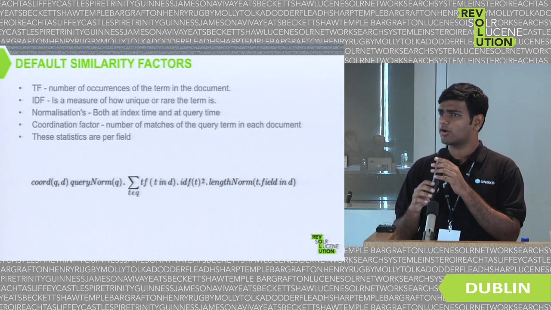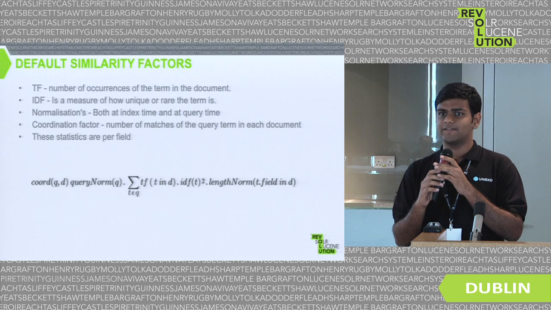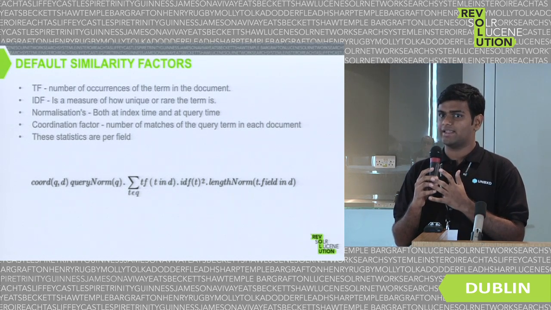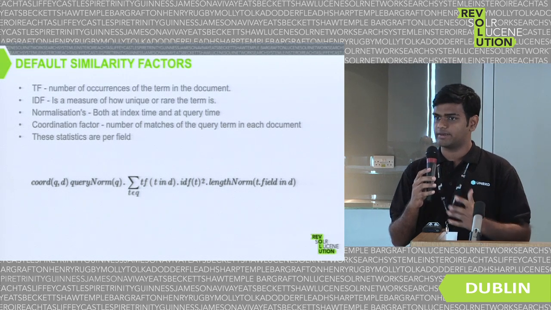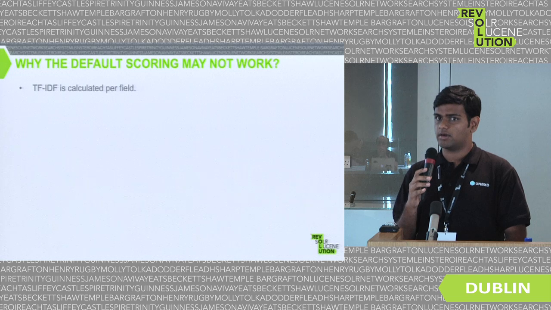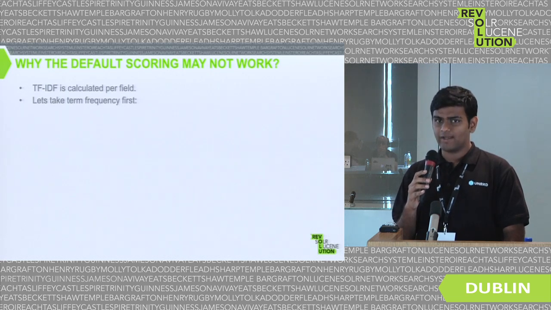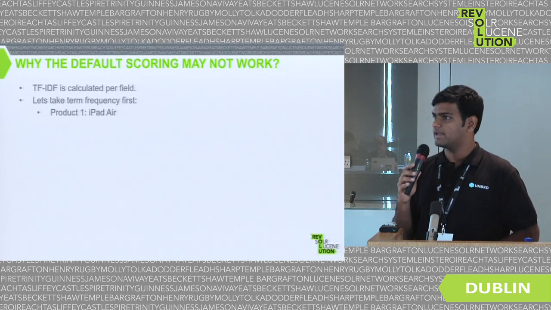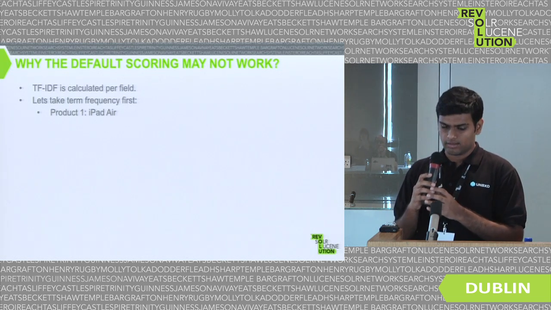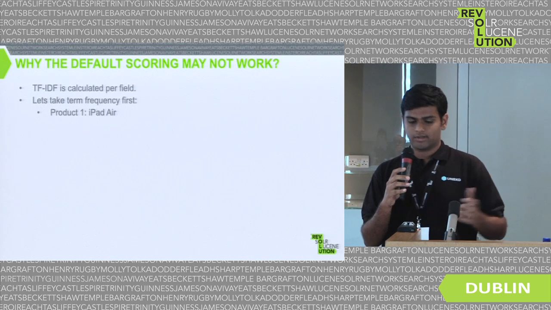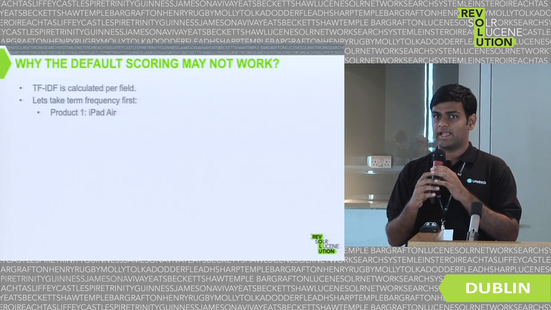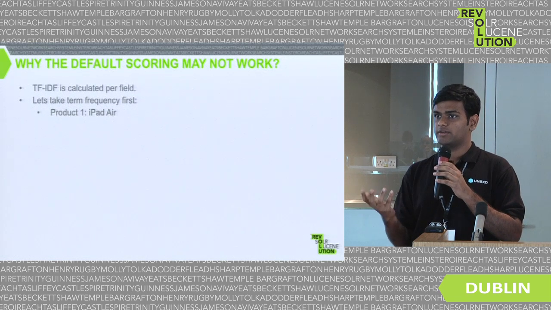So I'm just going to talk about how this default similarity might not work for your ranking formula or your data set. Let's take term frequency as a start, okay? So you might have two products. One might be an iPad Air, and the second might be an Air case.